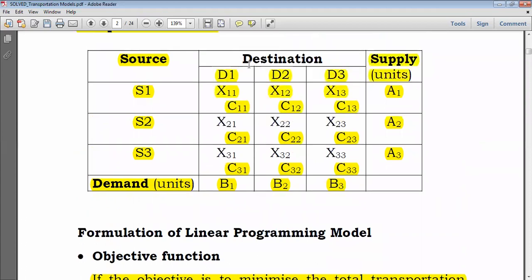So destination one requires B1 units, right? Destination one requires B1 units. That means it would obtain X11 from source 1, X21 from source 2, and X31 from source 3. If you sum them, you would have a total of B1 here. Same for D2, X12 plus X22 plus X32 should also be equal to that figure.